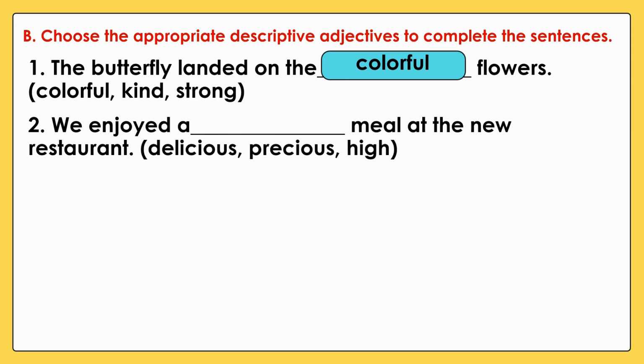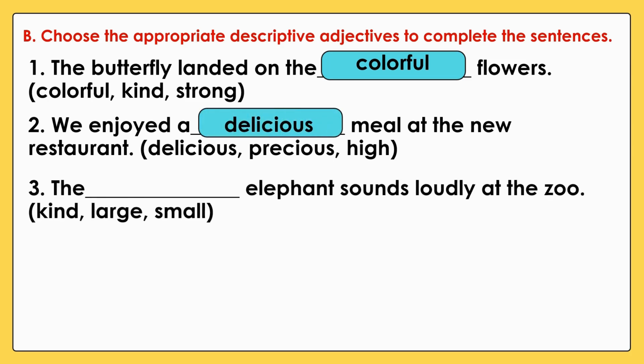Number 2, we enjoyed a delicious, precious, or high meal at the new restaurant? The answer is delicious. Number 3, the kind, large, small elephant sounds loudly at the zoo. The correct answer is large.